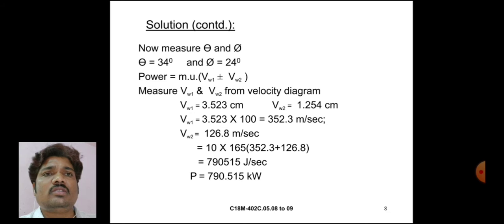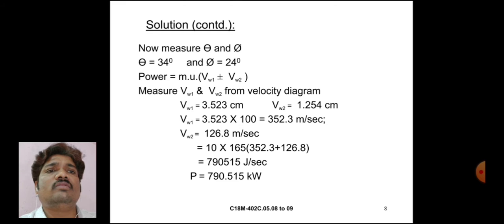In the first problem, now measure the theta and phi angles. Theta is equal to 34 degrees and phi is equal to 24 degrees. Theta is the inlet blade angle, phi is the outlet blade angle. Power is equal to m e into (Vw1 plus or minus Vw2). Vw1 is the steam inlet whirl velocity, while Vw2 is the steam outlet whirl velocity.